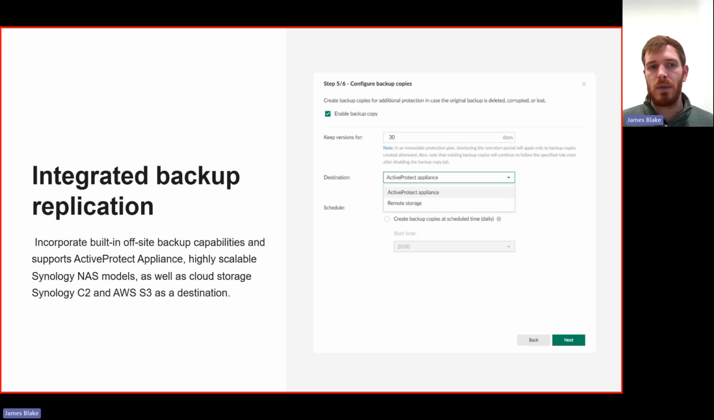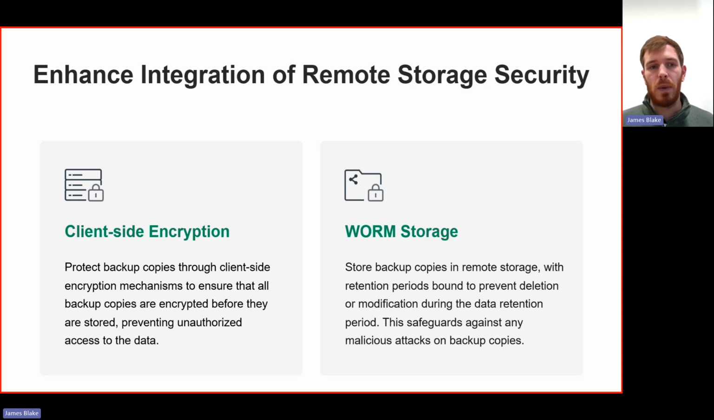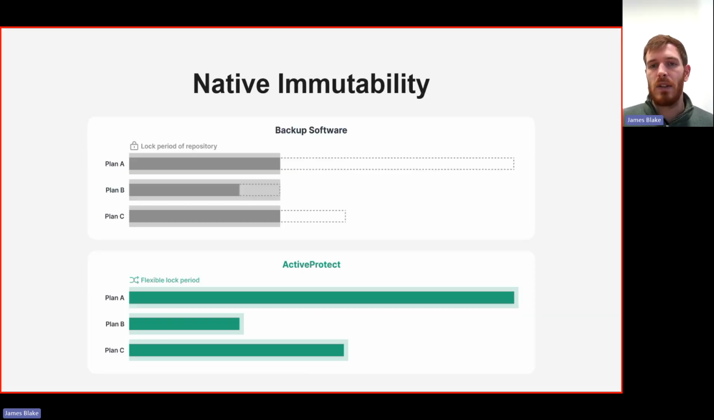But if we're looking at the multiple copies of those backups, we actually allow backup copies to be brought into the backup management, the software management level on ActiveProtect, meaning that it's a lot easier, a lot simpler to be able to manage and control that data flow from ActiveProtect devices. This is amplified with client-side encryption and WORM storage, allowing native immutability.